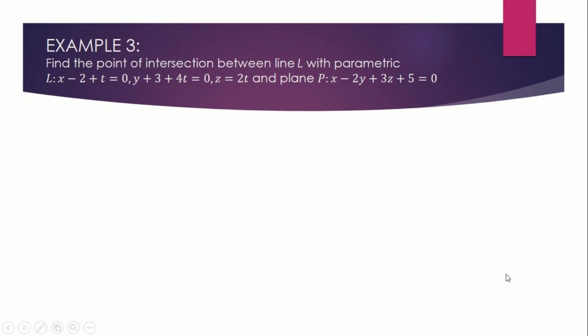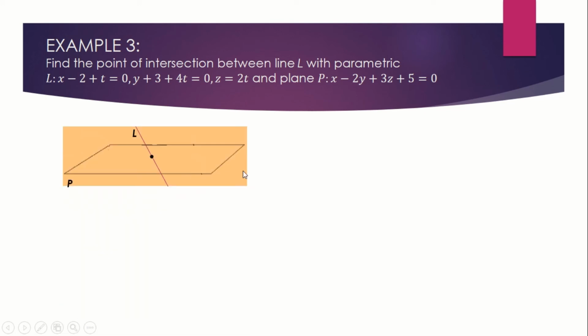Now we look at example 3. In example 3, we want to find the point of intersection between a line and a plane. Line L is given with this parametric equation, and this is the equation of the plane. This figure shows the situation. We have a plane and a line that passes through the plane and intersects it at one point, and this is the point that we are going to find.